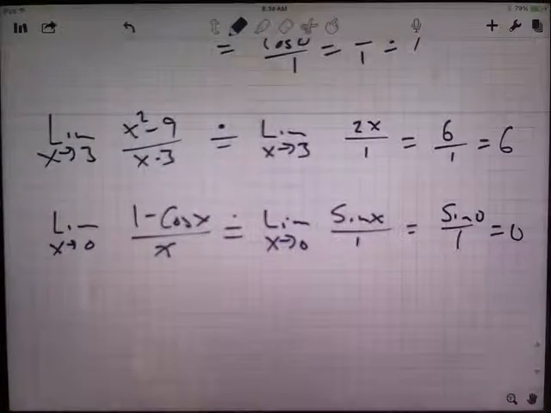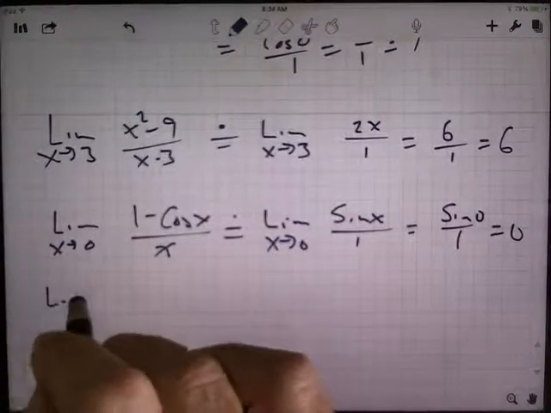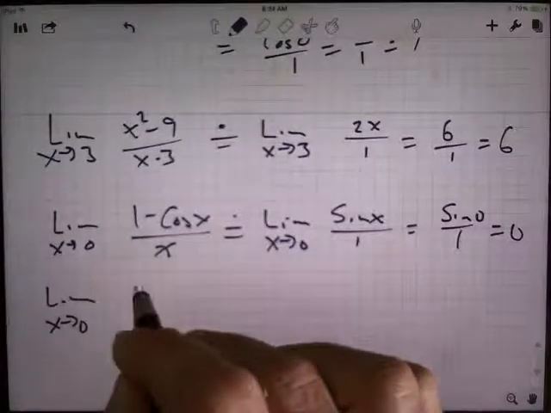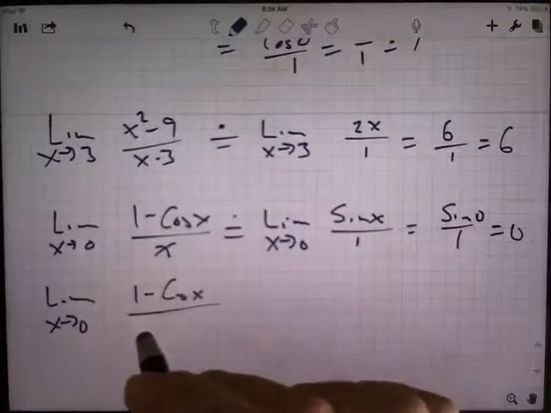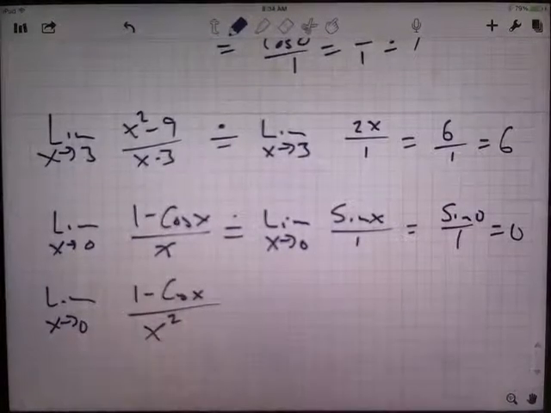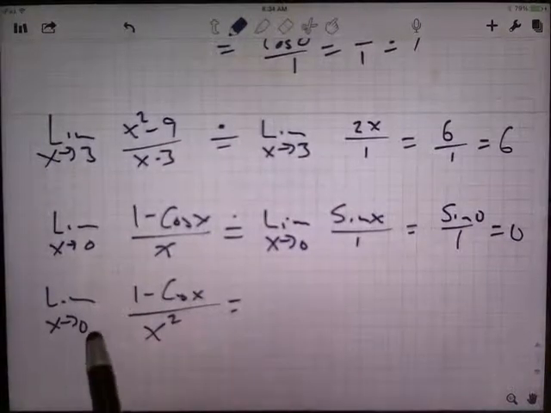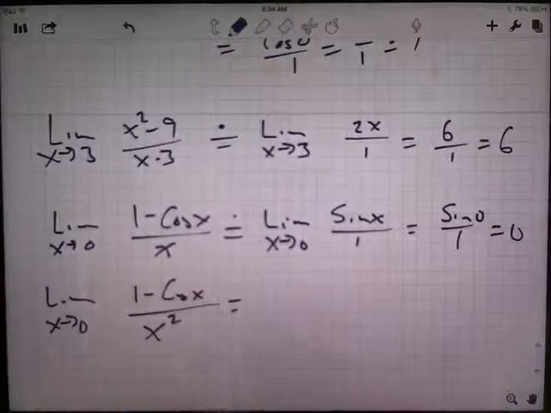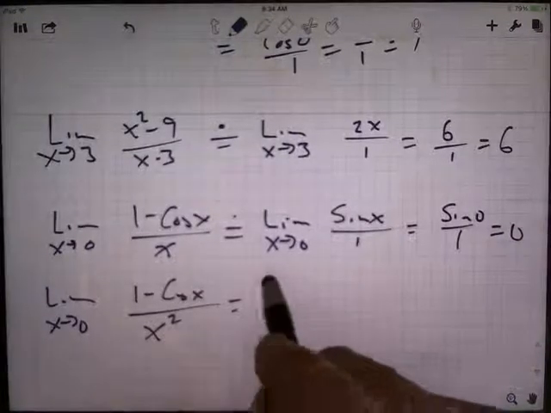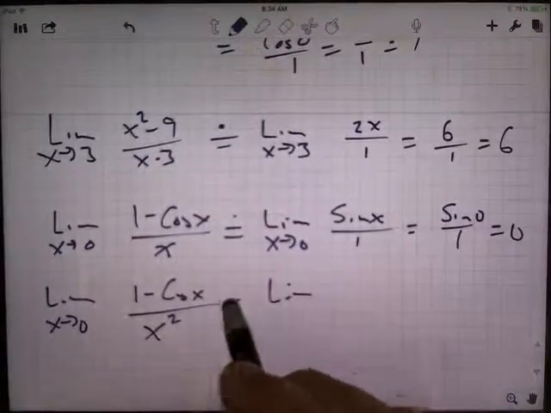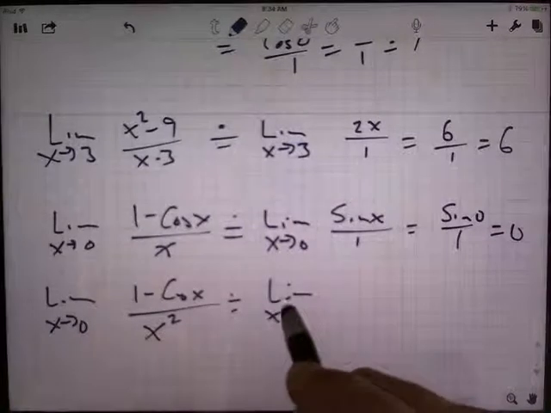Now, let's do the one I really wanted to do. I want the limit as x goes to 0 of 1 minus cosine x over x squared. That's what I wanted. So here we go. Again, it is a 0 over 0. You plug a 0 into the top, a 0 into the bottom, you're going to get zeros. So this is, by L'Hopital's rule, the limit as x goes to 0.